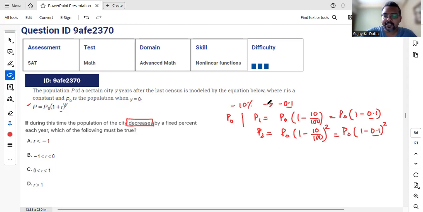Remember that r cannot be negative 100 because then that would mean the population becomes 0, which is not possible. So the value of r would be a fractional value between 0 and minus 1. So that is option B. r's value is minus 0.1, right? So the only option where it fits in is the second. Let's go to the next question.